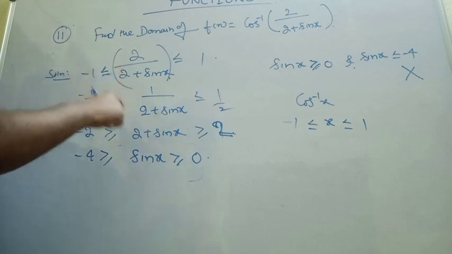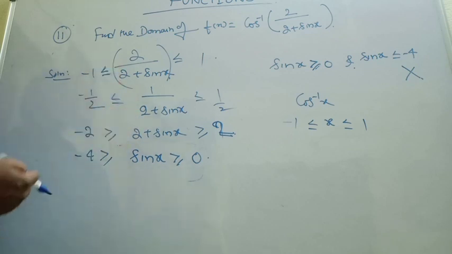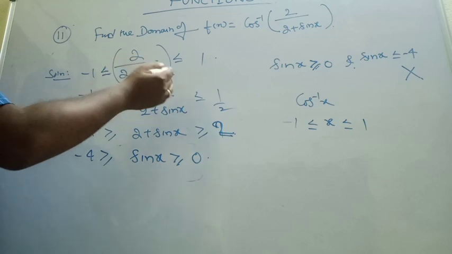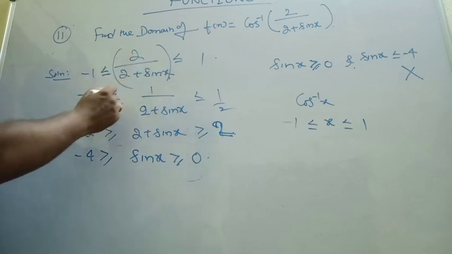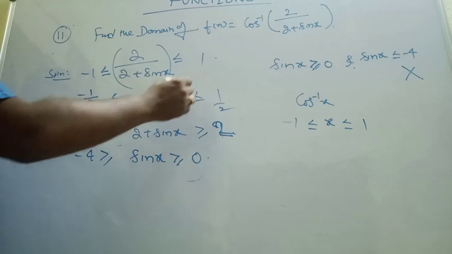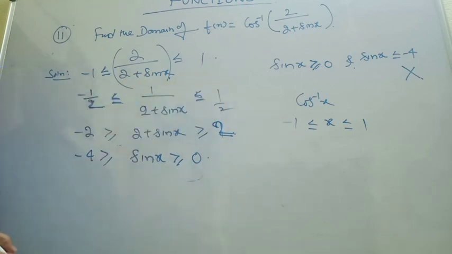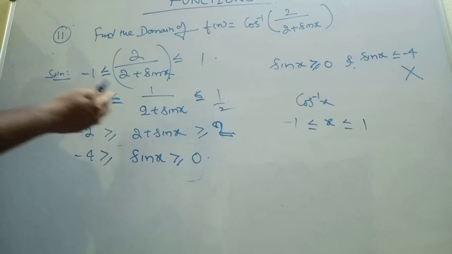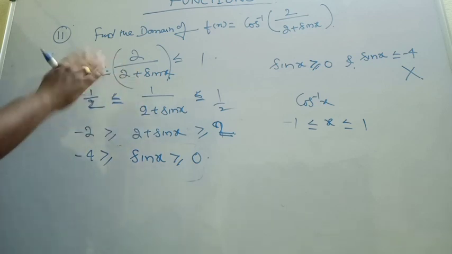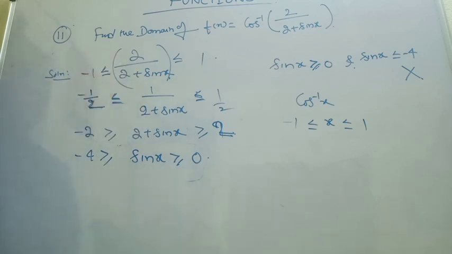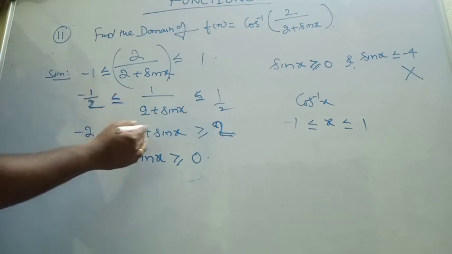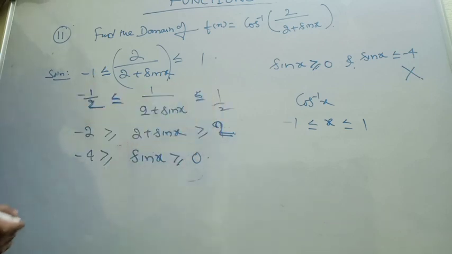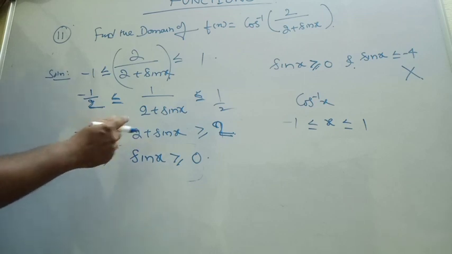Now we need to get the x value. For that, we have 2 by (2 plus sin x). Therefore I will divide by 2. Then it becomes minus 1 by 2 lesser than or equal to 1 by (2 plus sin x) lesser than or equal to 1 by 2. Now I take the reciprocal of it. Then it becomes minus 2, and this lesser than or equal to will become greater than or equal to: 2 plus sin x greater than or equal to 2. Now we need sin x.